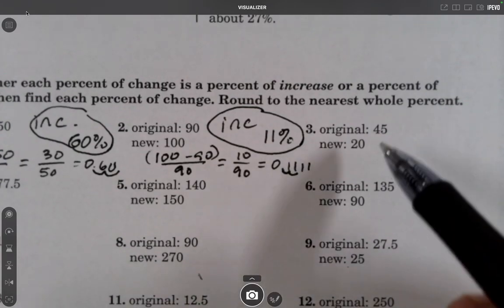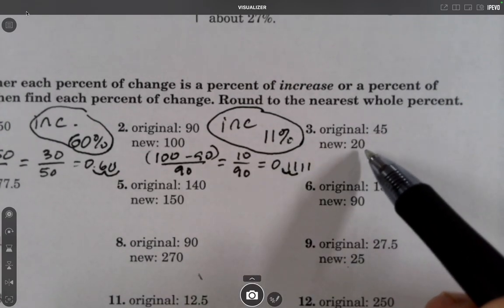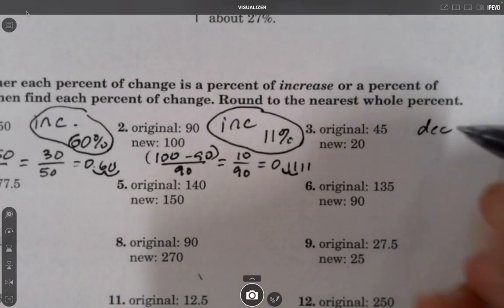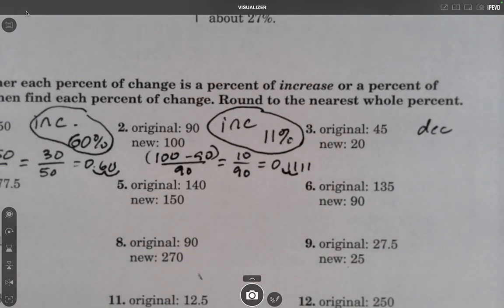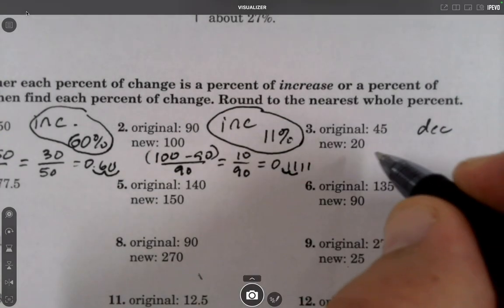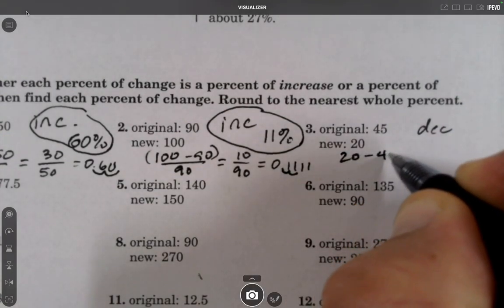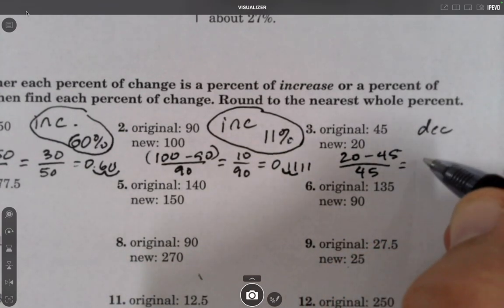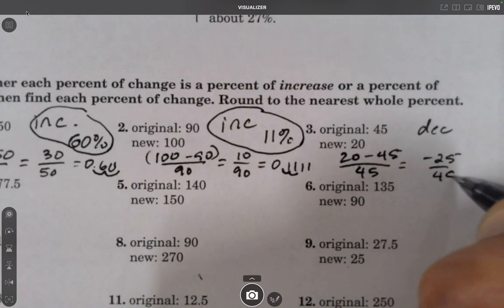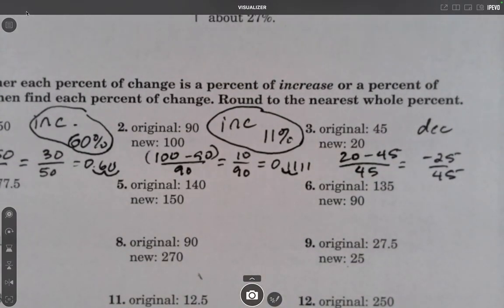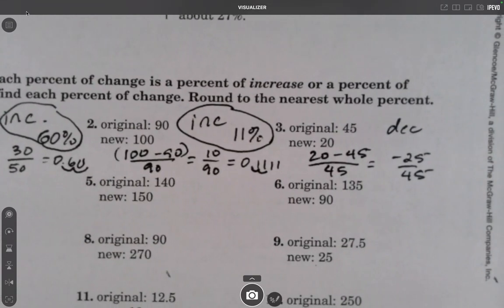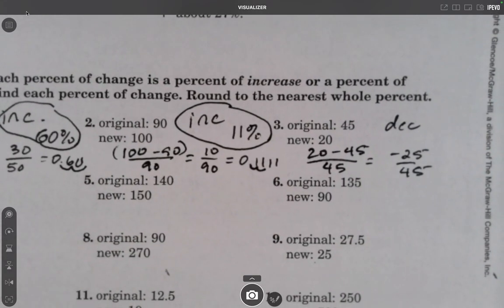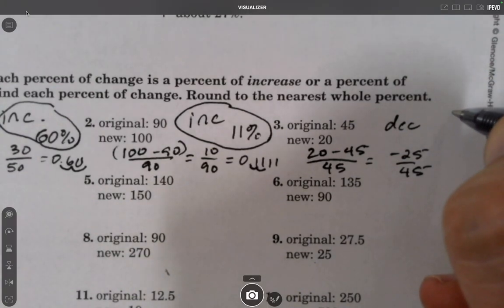Okay, 3, we have a decrease because it started at 45 and went down to 20. So we know it's a decrease. So we do new minus old over old. So that's negative 25 over 45. And when you put that in your calculator, you'll get like a negative 0.56. So we don't have to put the negative, but the negative helps confirm that it is a decrease. So we get a decrease of 56%.